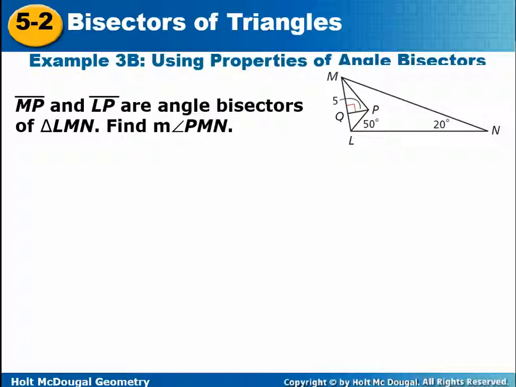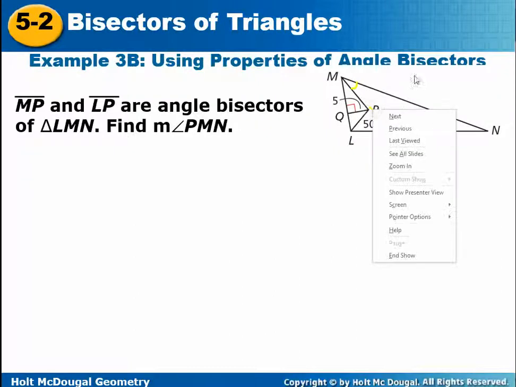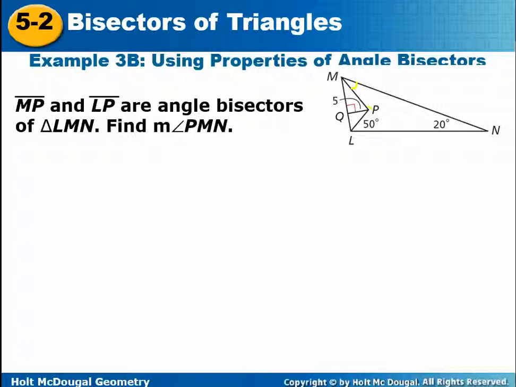This one says to find the measure of angle PMN. They want the measure of this angle up here. Okay. So let's see. We've got that P is the incenter. I know this will be 5 if I need it. I maybe don't need that part. PL is the bisector, yep, of this angle down here. And it's marked that this is from here to here is 50. So this must be 50.